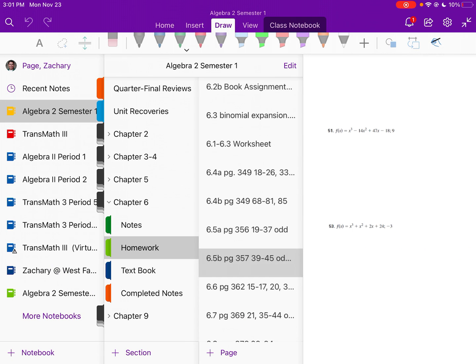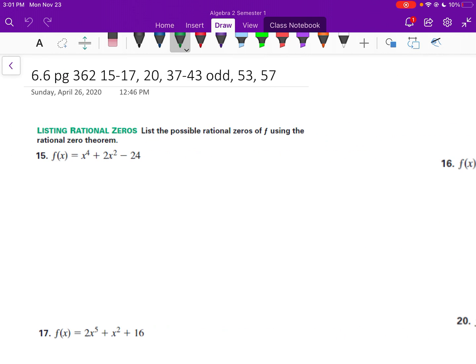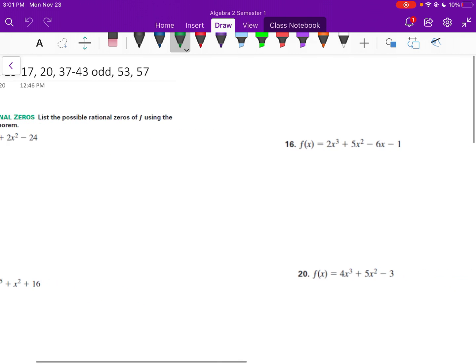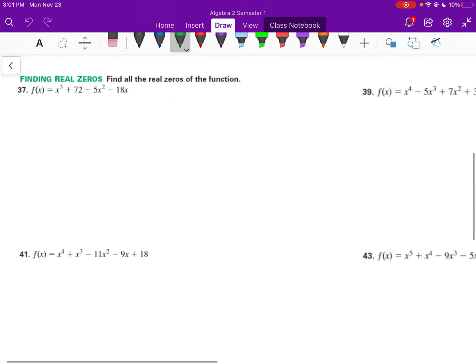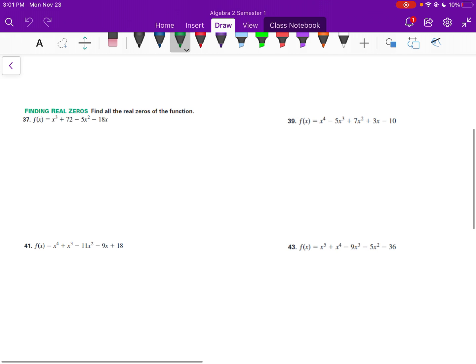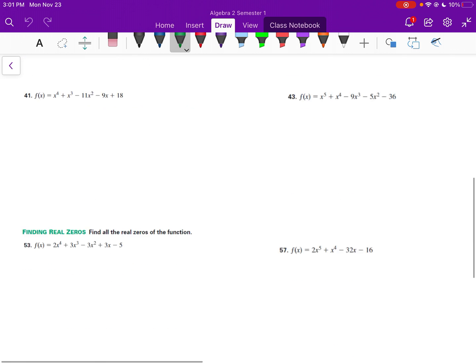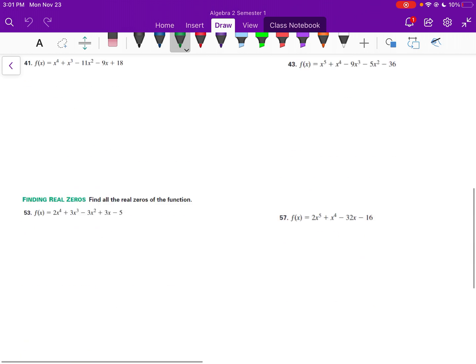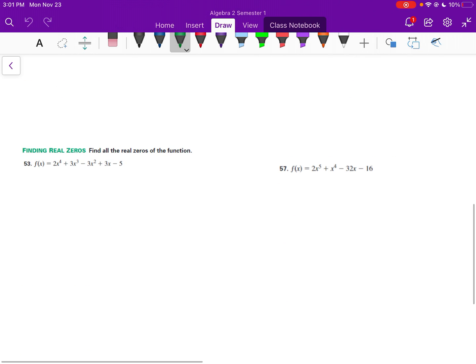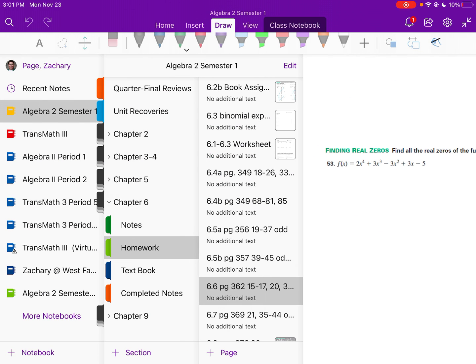All right, so your assignment for this lesson then, 6.6, listing possible rational zeros and listing all of those zeros, the P over Q. So again, the factors of your constant over the factors of your leading coefficient. And then we got some actual solving by finding all the zeros. There you're going to use your calculator, find those zeros, use that rational root theorem to help guide you on your calculator, and then find all the zeros again.